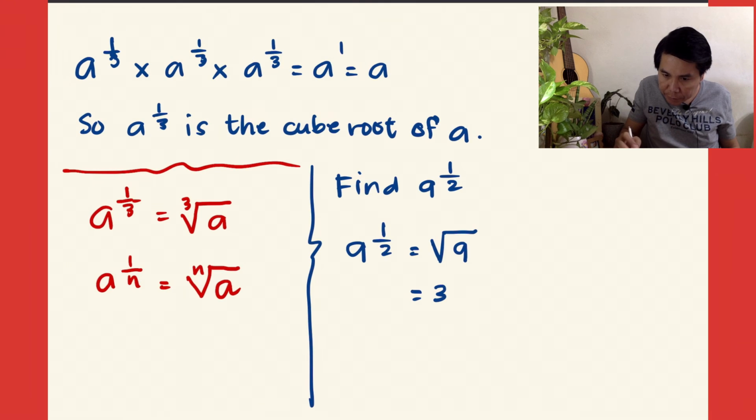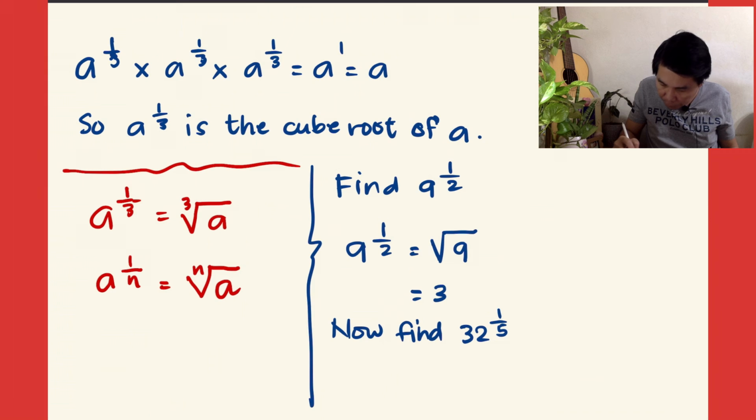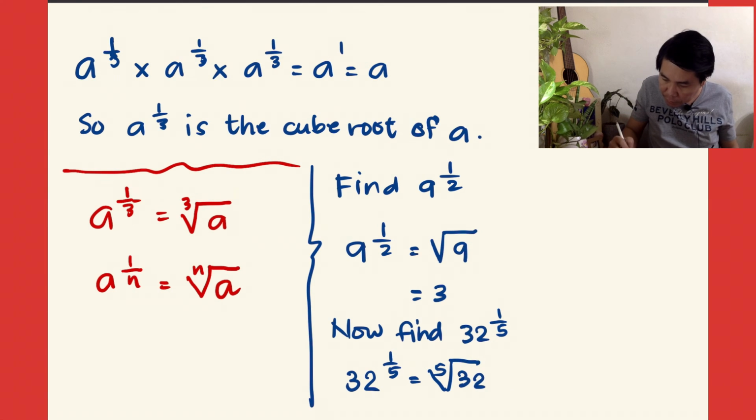Okay, so let's find out 32 raised to the power of 1/5. Okay, so we write it this way. We have 32 raised to the power of 1/5 is equal to the fifth root of 32. Okay, which is equal to 2.